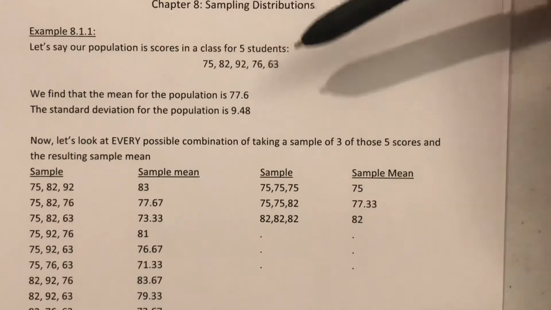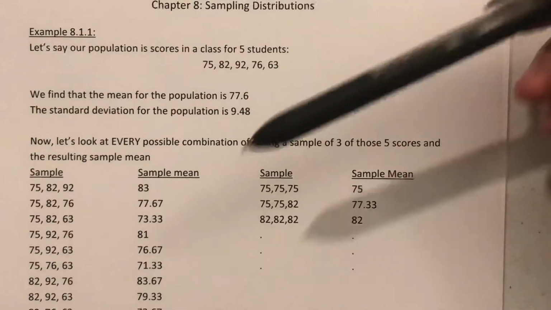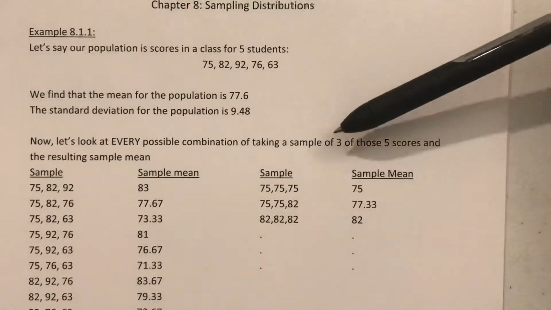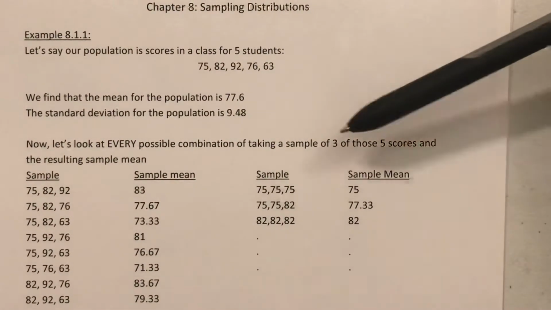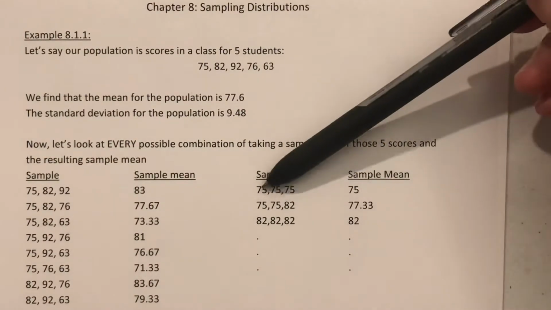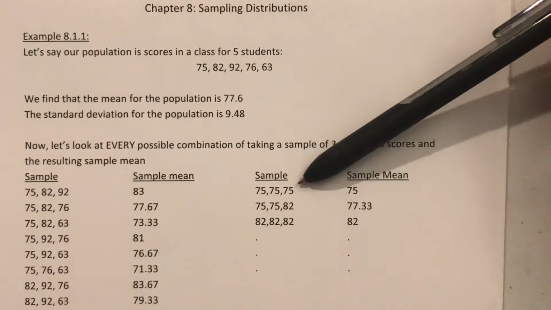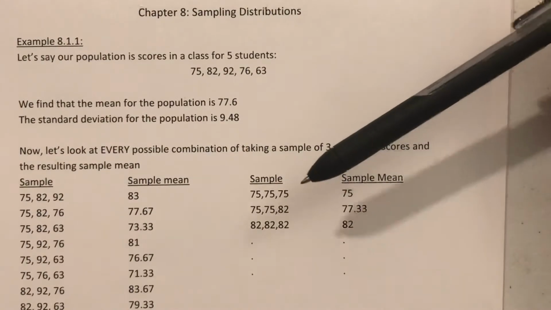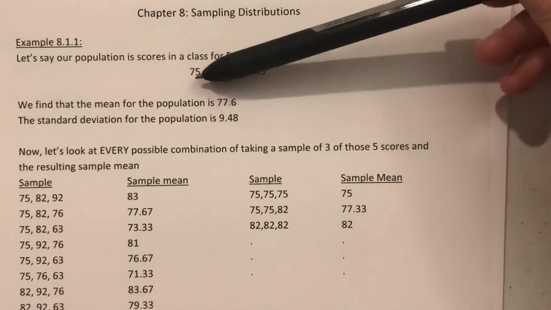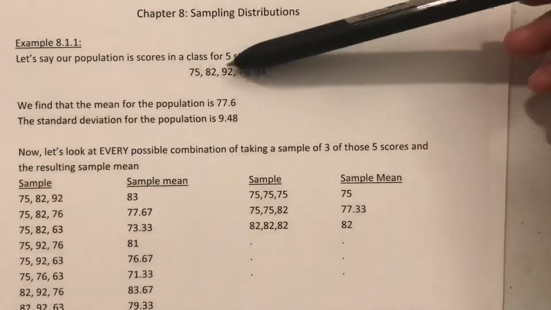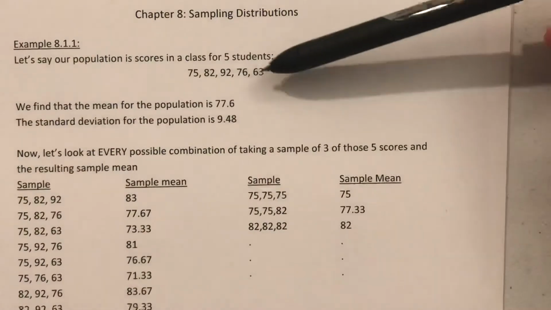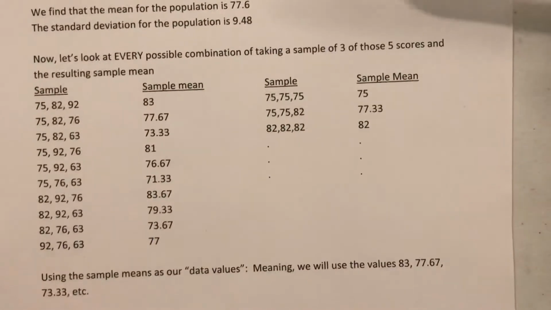So a population of only 5 is not a big population, but if we were to consider every single possible combination of 3 of those values, now we're going to even consider the ones that don't make sense, in that we'll say 75, 75, 75. We're basically saying a sample with replacement. So you could get all 3 of the lowest value there, 75, or all 3 of the highest, 92, or any other collection of any 3 numbers from this set, with repetition allowed.